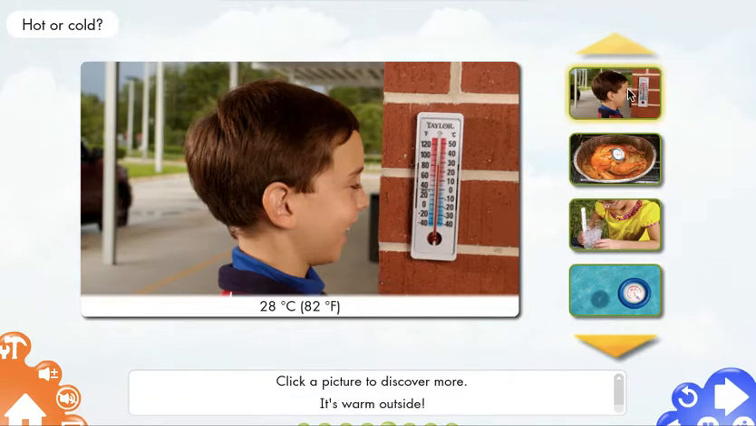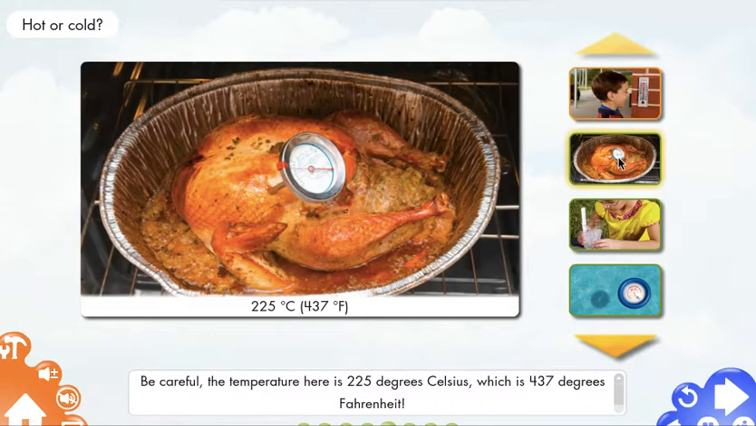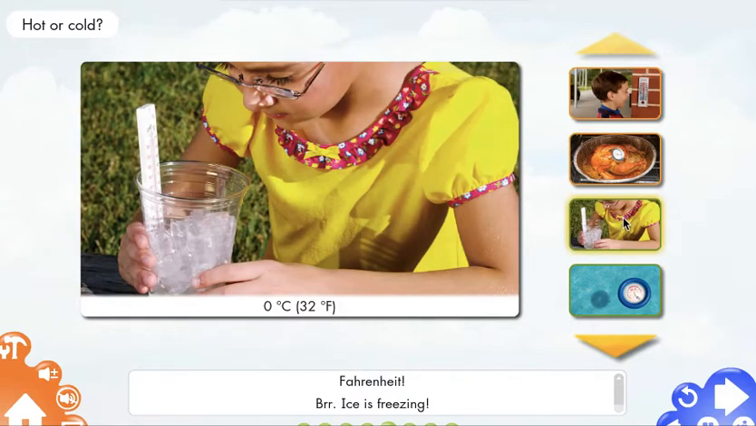It's warm outside. It's 28 degrees Celsius, or 82 degrees Fahrenheit. Things can get really hot when you're cooking. Be careful, the temperature here is 225 degrees Celsius, which is 437 degrees Fahrenheit. Brr, ice is freezing. 0 degrees Celsius to be exact. This is equivalent to 32 degrees Fahrenheit.